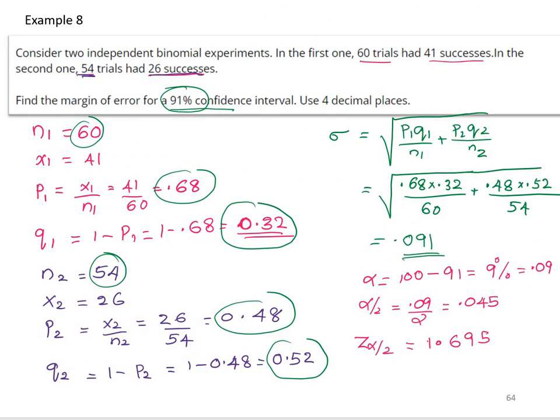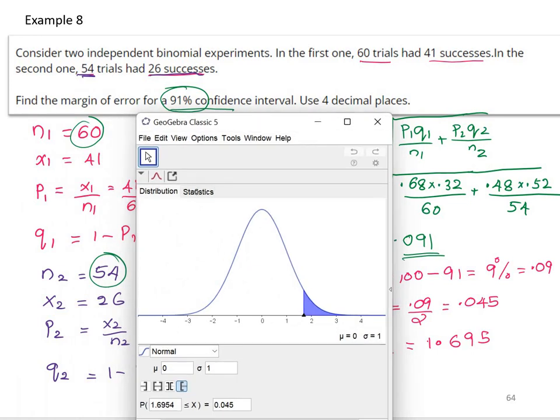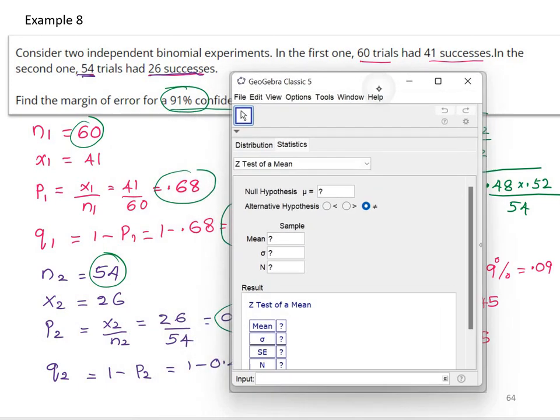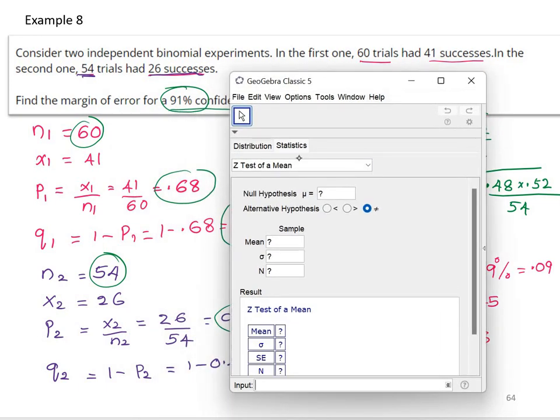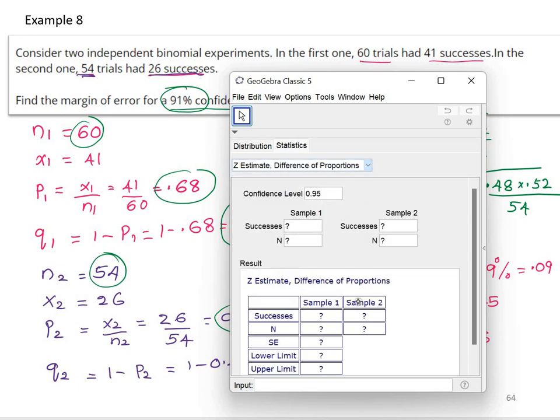Now, I'm going to show you how GeoGebra will give you the answer without this much calculation. For that, we have to go to GeoGebra. Here we have GeoGebra and take the statistics there. We want to input the data here. First we select the Z estimate of difference of proportions. You have to pick that one. Then find the margin of error.